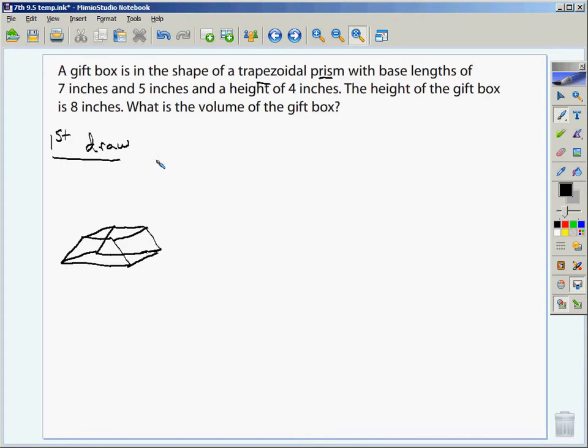Now we're going to talk about what they gave us in this figure. They said the base of one of the trapezoids was 7, that the other base was 5. So the bottom was 7, and the top of it is 5. They said the height of the trapezoid, or the distance between the two bases of the trapezoid, was 4.